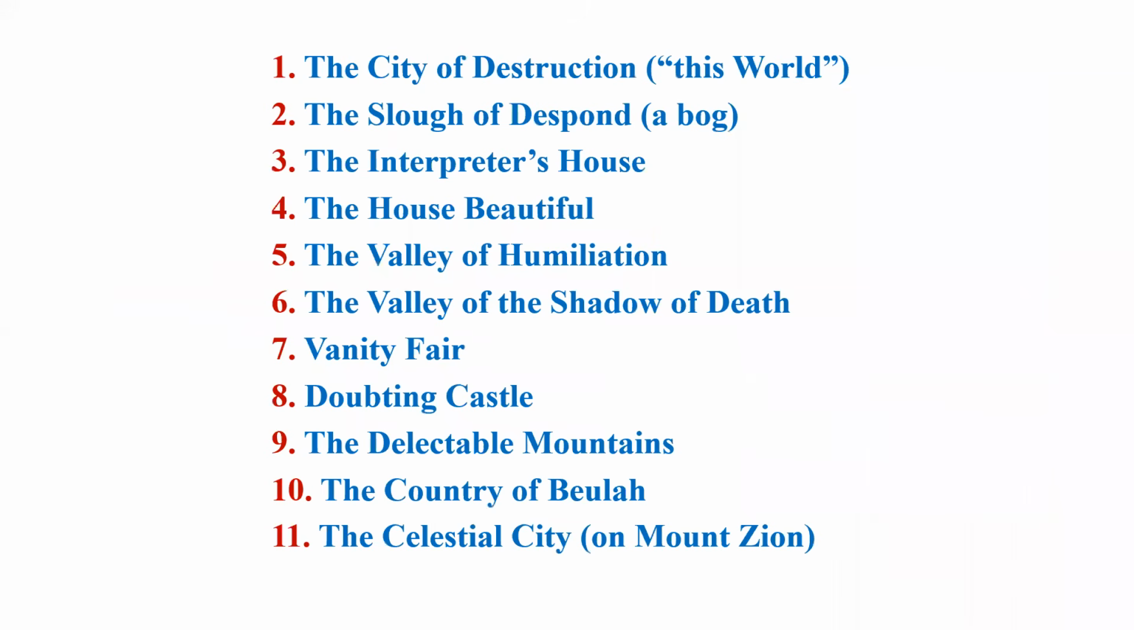And there might be a question. These are the points. First, he starts the journey from the city of destruction, I mean this world. Then the slough of despond, a bog. Then the interpreter's house, the house beautiful, the valley of humiliation. Then the valley of the shadow of death, a title often used. Then you have Vanity Fair. Who used this as a name for his novel? William Thackeray. Then you have Doubting Castle. Then the Delectable Mountains. Then the country of Beulah. Then the celestial city on Mount Zion.